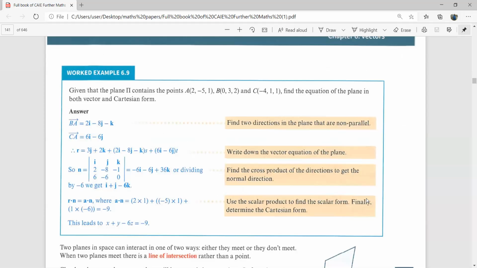Sir, yes. If two lines are given on the plane, then we'll vector multiply them to find the normal. Yeah. Now watch, you will get to know everything.